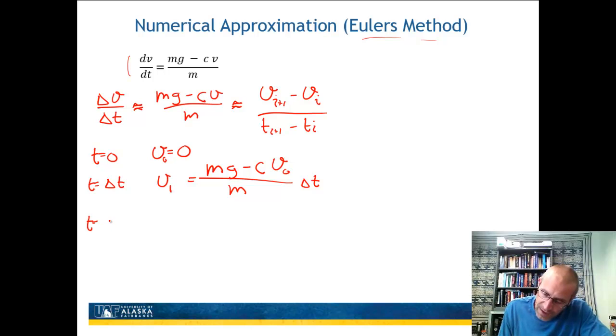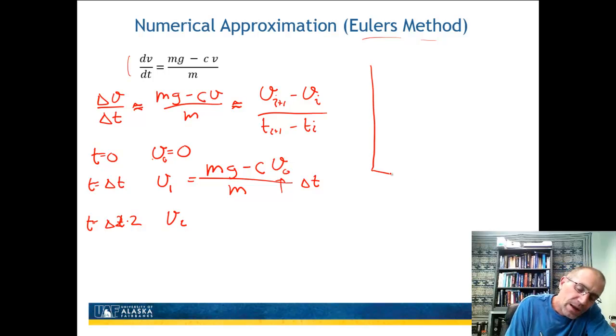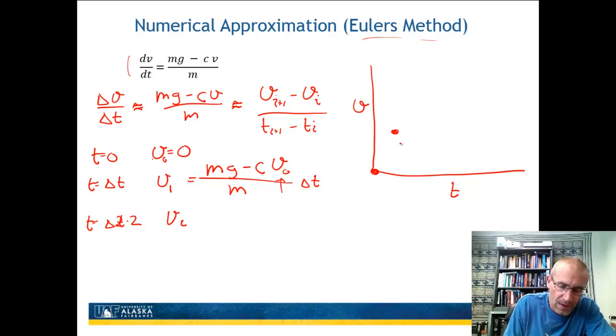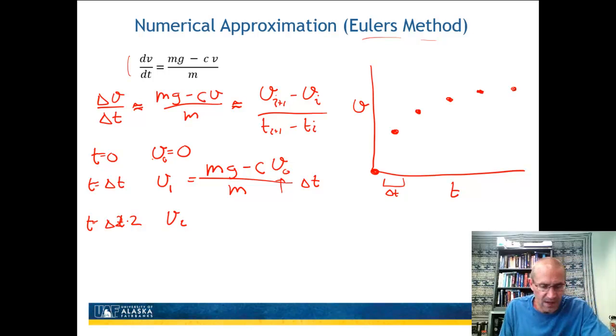I'm going to do time at delta t times 2, for example. I would find v2, and put this equation in again, but this time I'm going to put v1 into that term. I could find all these values of v and plot them. So now I've got some discrete values of velocity as a function of time. I might have a point there, a point there, a point there, where each step is delta t, and I could put these into a spreadsheet to get my values as I move through.